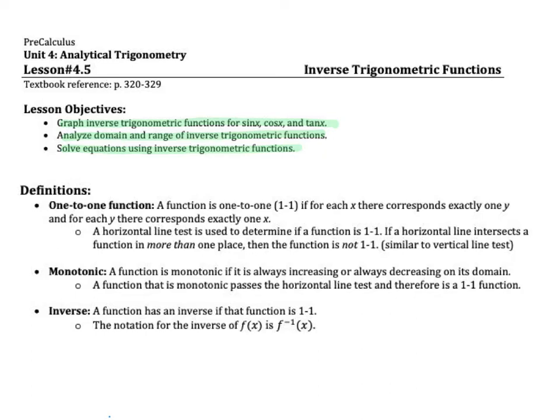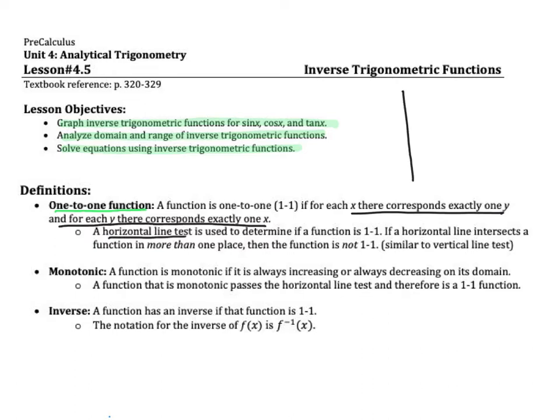The first definition is about a one-to-one function. You talked about this in Algebra 2 Trig, extensively when we did our quadratics unit. A one-to-one function means that for each x coordinate there corresponds exactly one y value, and for each y there corresponds exactly one x. The quick, graphic way of determining if a function is one-to-one was using the horizontal line test.